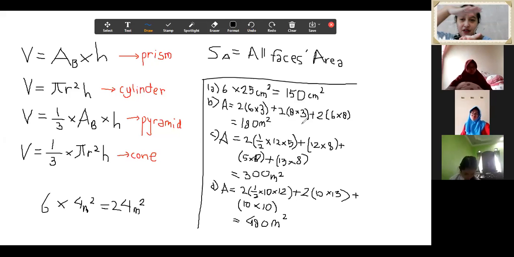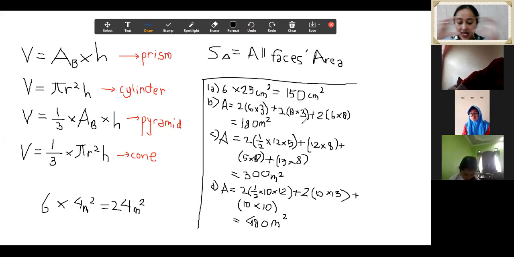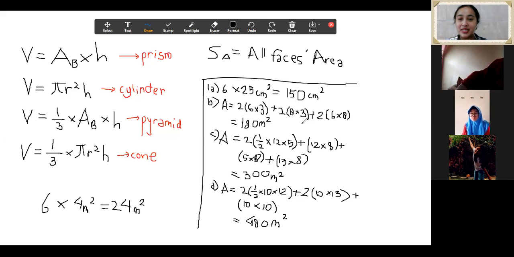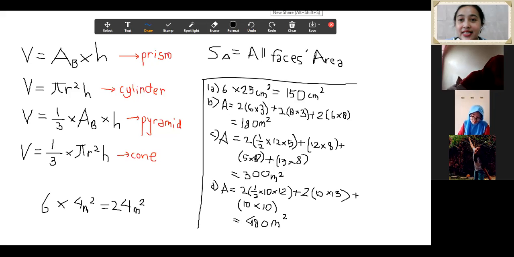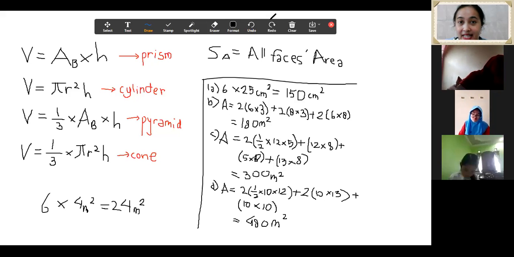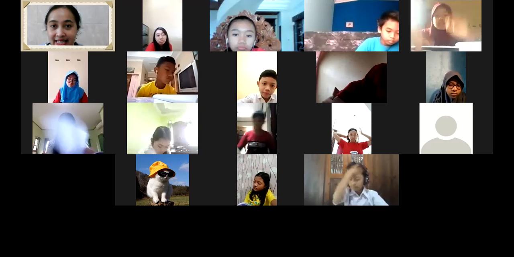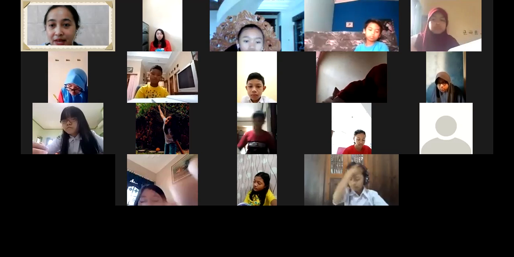Okay, so find the area of the circle and then multiply by 2. And for the cover, the curved area, you have to multiply pi with the diameter and then multiply by the height. All right, I will give you 5 minutes to do this task, and later on send the answer only in the private chat.